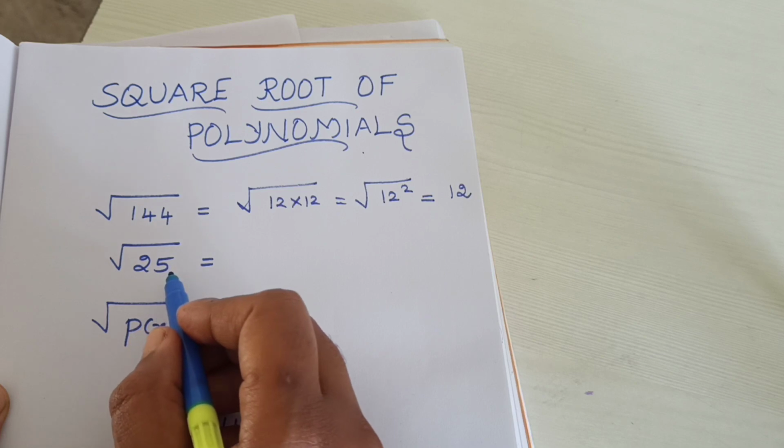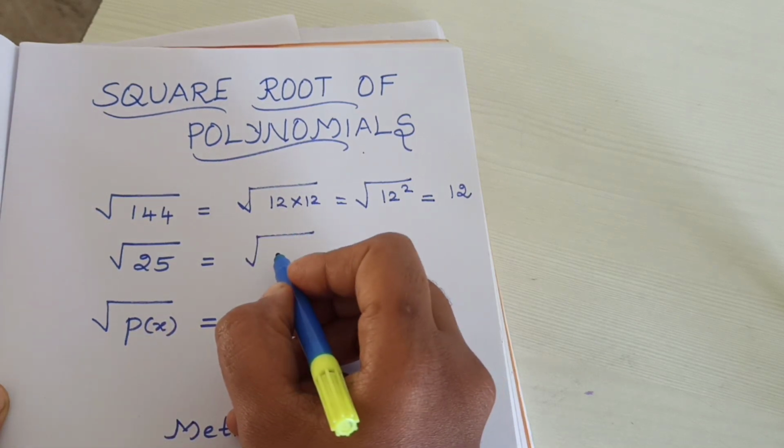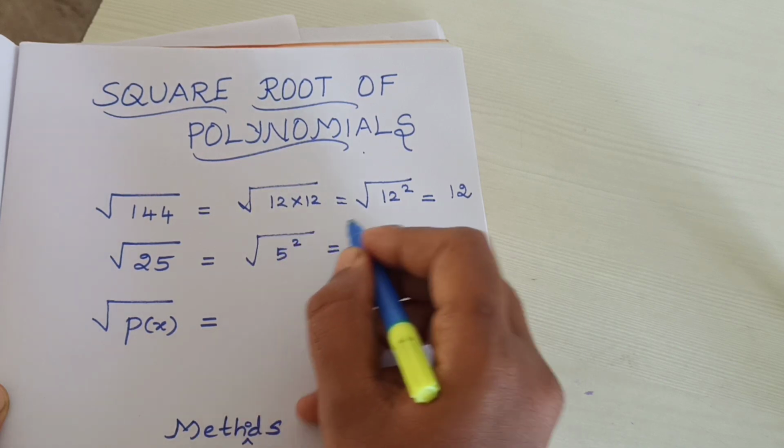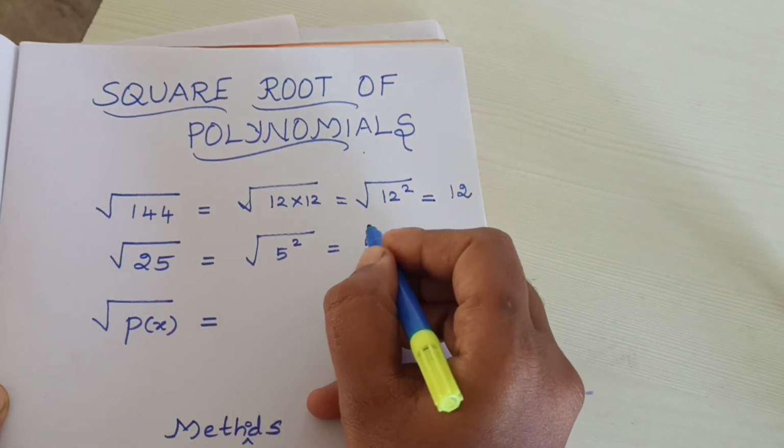And square root of 25. Easily you will tell the answer, correct? 5 square is 25. Square and root get cancelled and you are getting 5 as the answer.